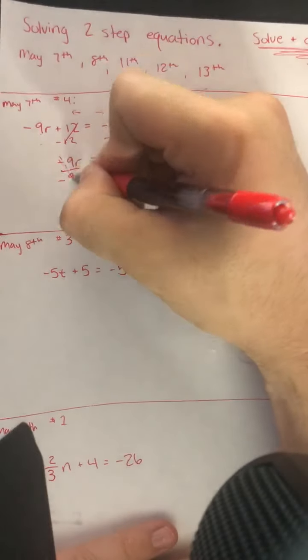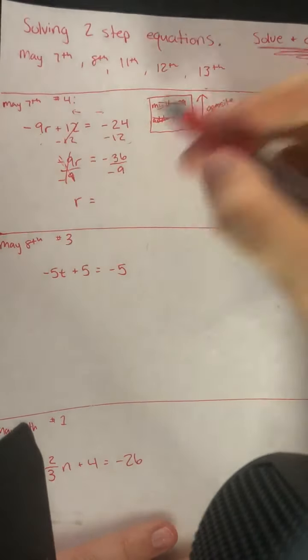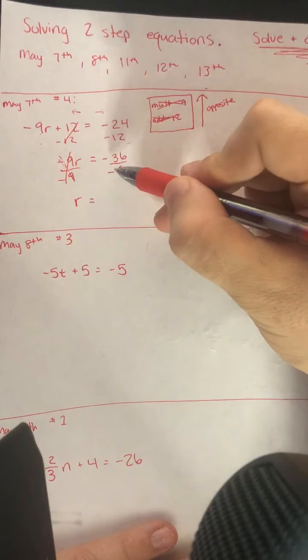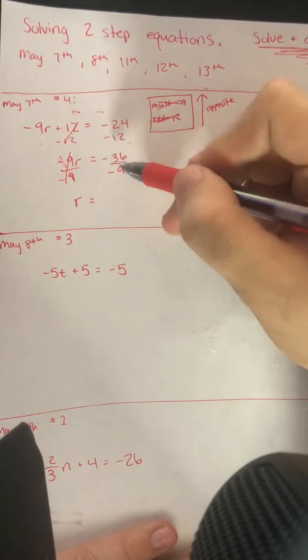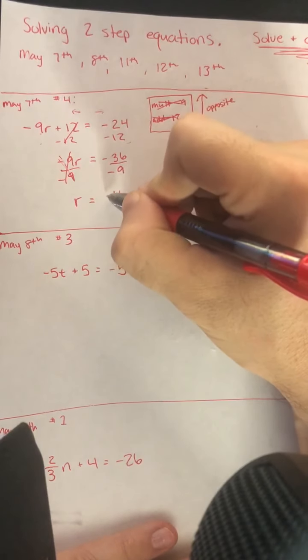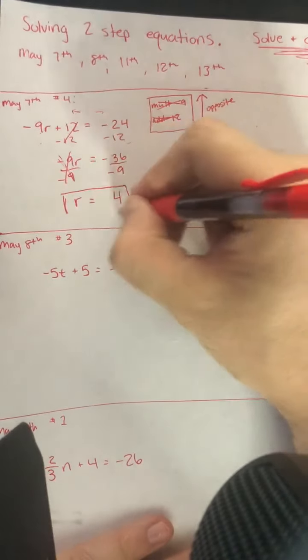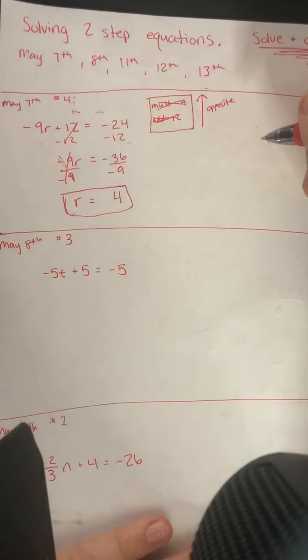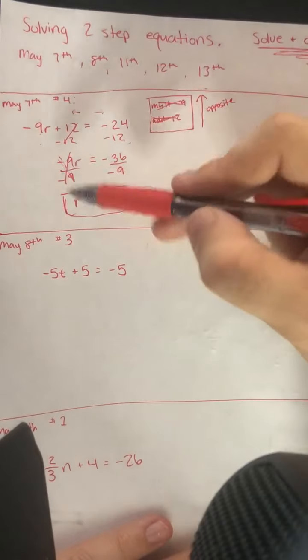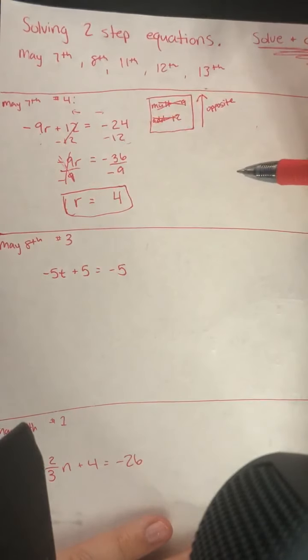Negative 9 divided by negative 9 cancel each other out, leaving us with just our r. And then we have a negative 36 divided by a negative 9. We know that 36 divided by 9 is 4, and we know that a negative divided by a negative is just going to give us a positive, so we can just leave it as this. R equals 4. And we're done. That's your solution. Once you get the variable by itself, R equals whatever the number is, that's your answer.